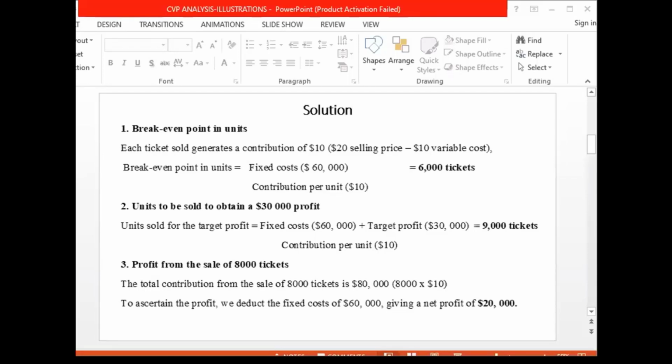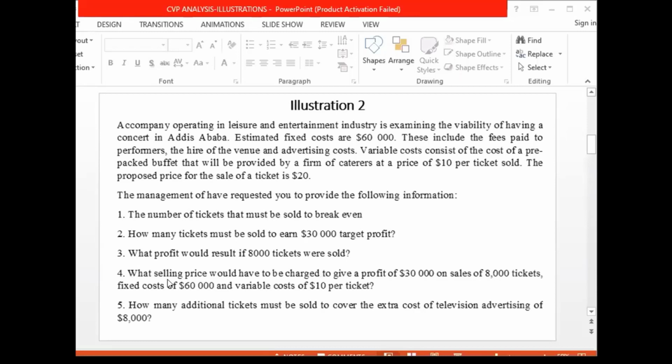Good. So we continue to number 4. What selling price would have to be charged to give a profit of 30,000 on sales of 8,000 tickets, fixed cost the same and variable cost the same? So we know the profit, we know the number of tickets, so we want to determine the selling price.